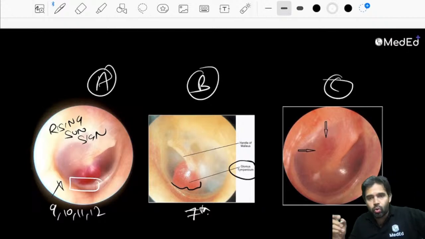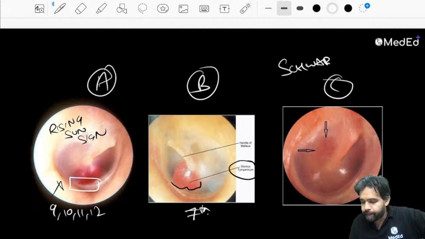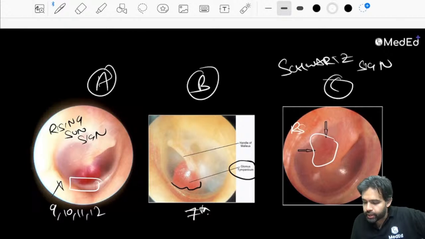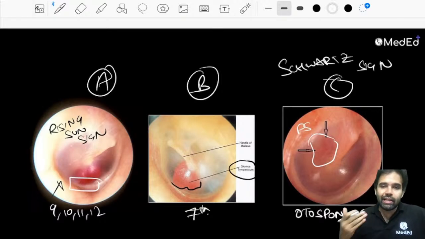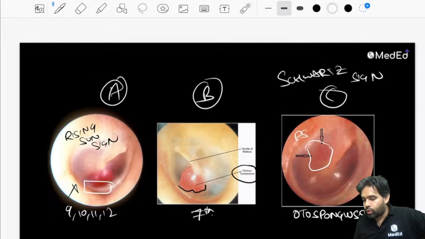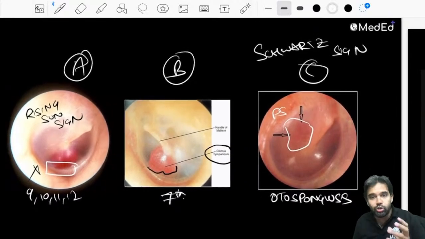Legendary Ritwik, Schwartz sign, you are right, the C is Schwartz sign. This is the flamingo pink appearance in the posterior superior quadrant. Okay, posterior superior quadrant, you can see the flamingo pink appearance. It is seen in otosclerosis, because it is seen only in the active stage of otosclerosis. That's why it's the spongiotic stage.